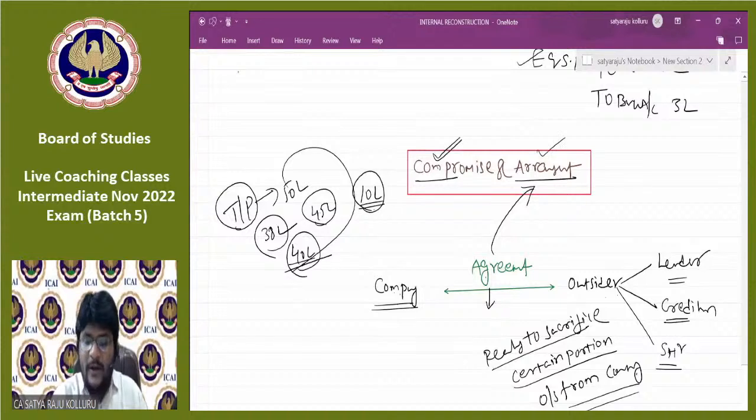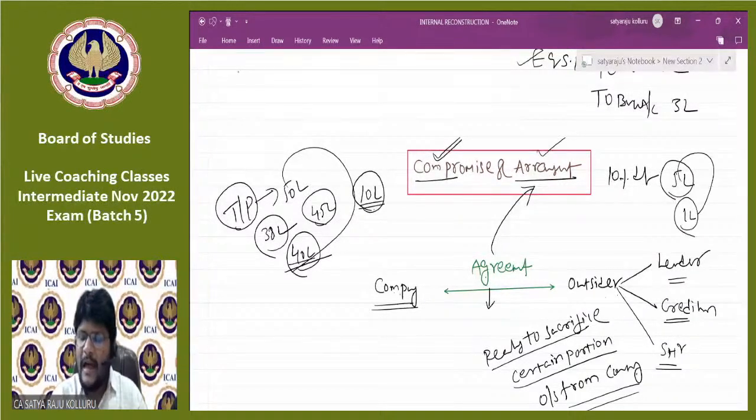Then what is the meaning of arrangement? Arrangement means they straight away agreed. For example, 10% debentures are there, worth 5 lakhs. Now such debenture holders straight away agreed to sacrifice to the extent of 1 lakh. There are no arguments, nothing at all. Okay, they agreed, which is known as arrangement.